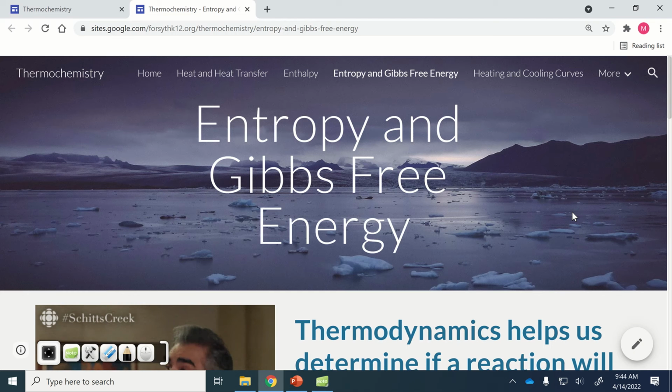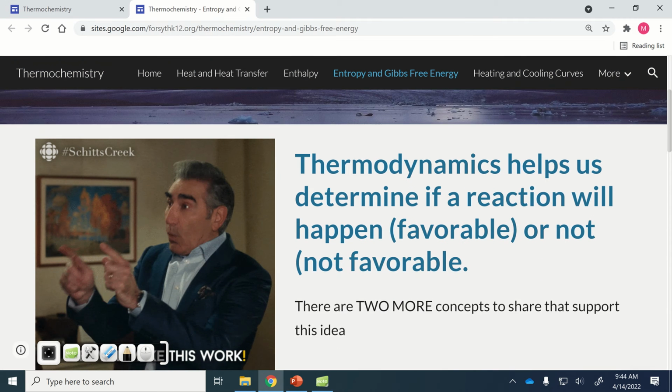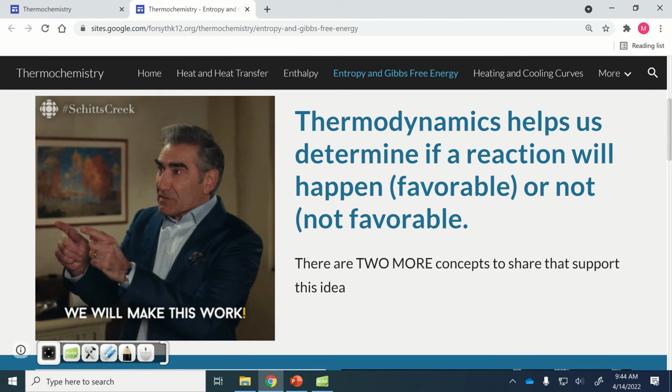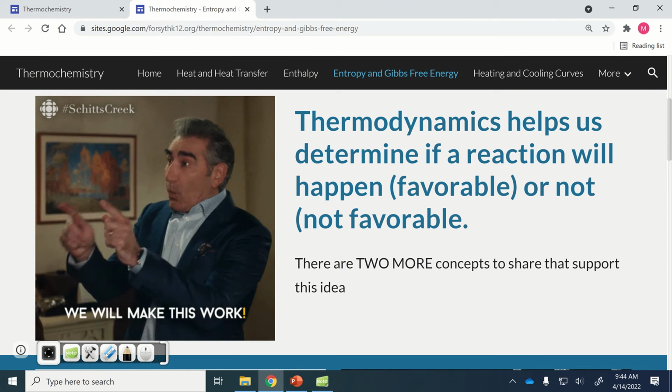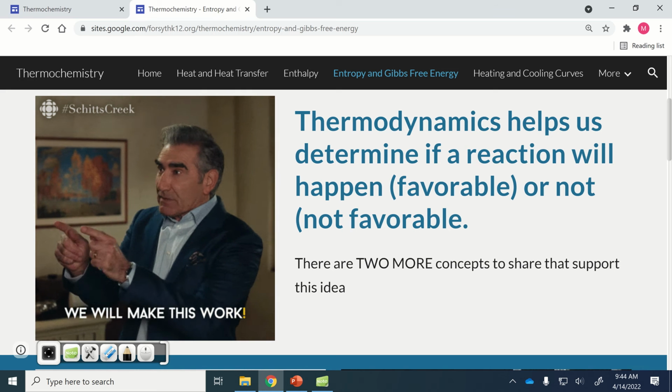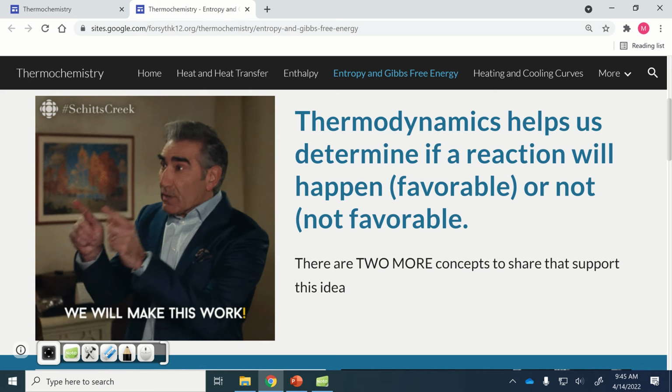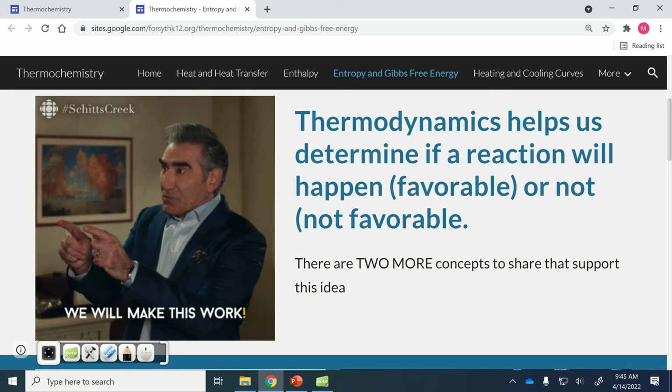Hey all, it's Mr. Yeager for chemistry, looking at hopefully a fairly quick section on entropy and Gibbs free energy. So essentially we have already been talking about thermodynamics and thermochemistry, and the reason we're looking at this is: why do the reactions end up occurring, or why do we have to force the reaction to occur? So are they favorable or not favorable?